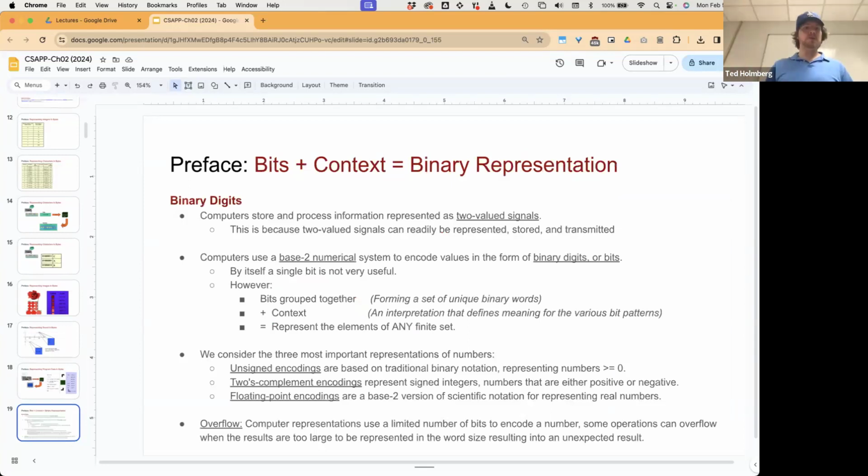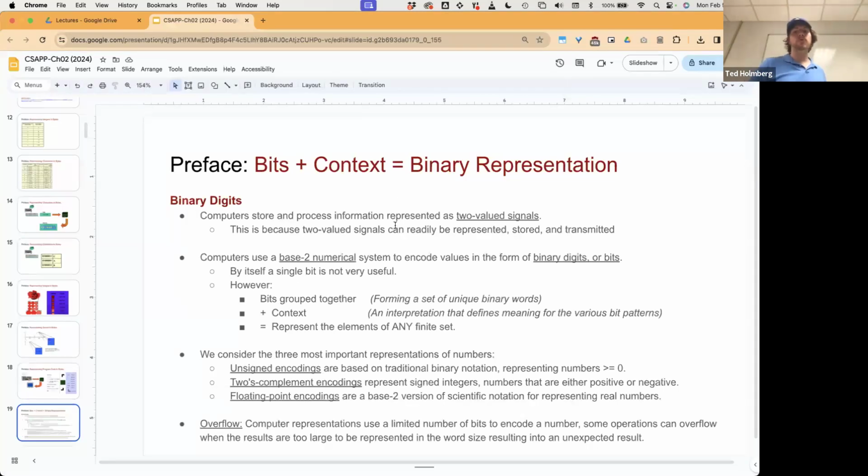Okay, so those were the slides I had pieced together to add on towards the ones that are in chapter 2. So that's going to motivate us then to start covering the concepts that we first spoke about, where bits plus context represents binary representation.